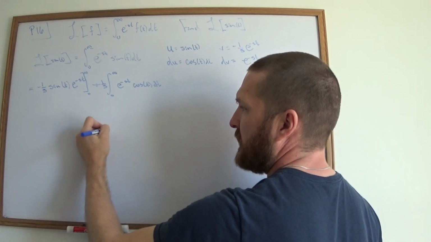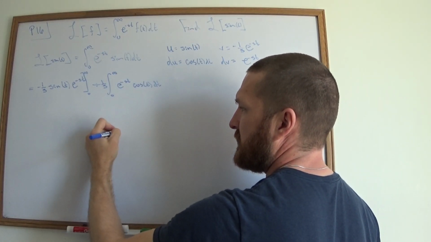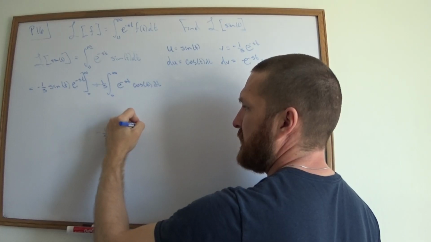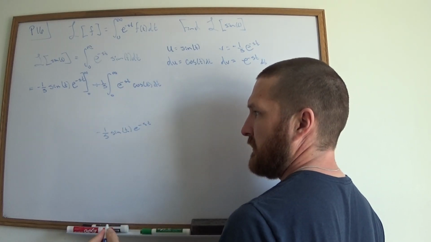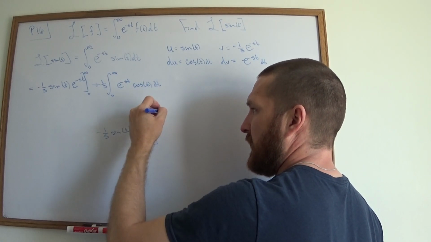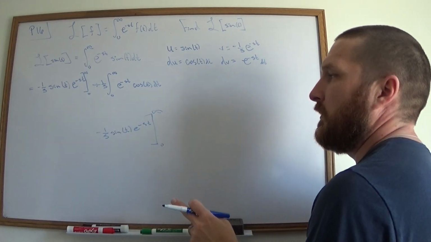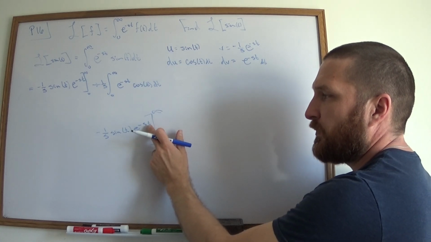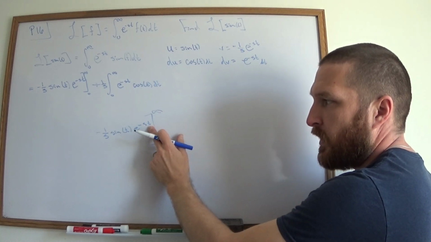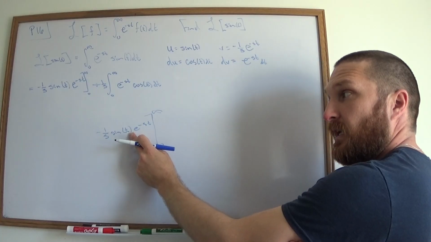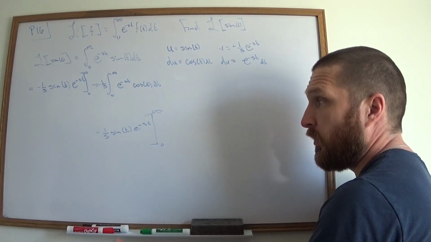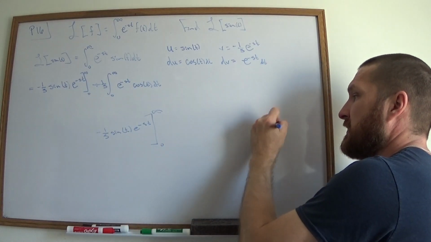So minus 1 over s sine t e to the minus st at infinity and down at 0. So at 0, this is going to be easy to see. If you just plug in a 0 here for t, you get a 1. Plug in a 0 there, you get sine of 0 is 0. So that's going to go away. So I'll have something minus 0.